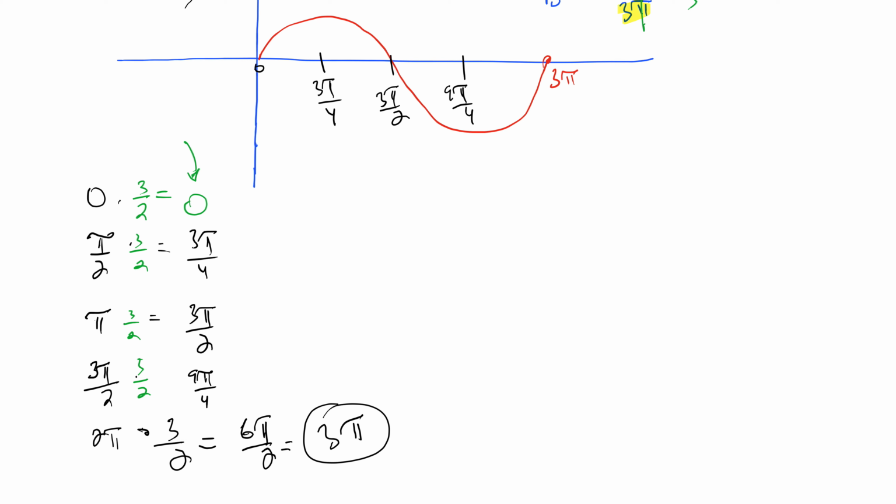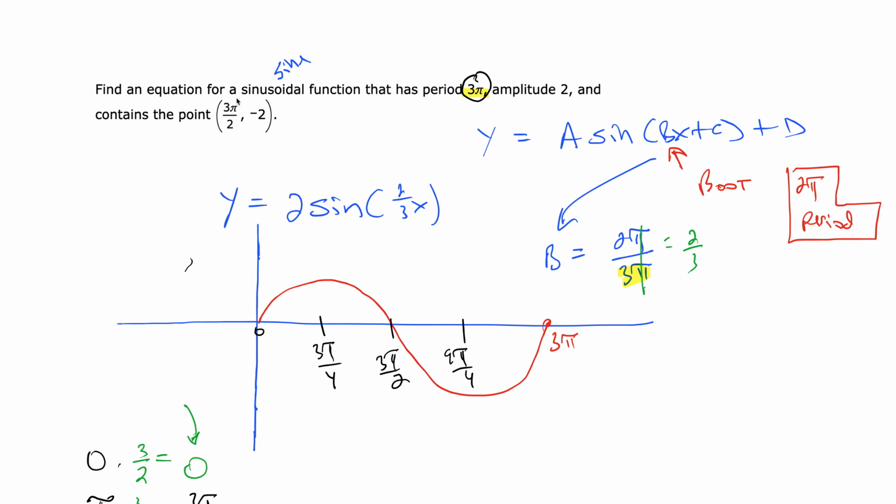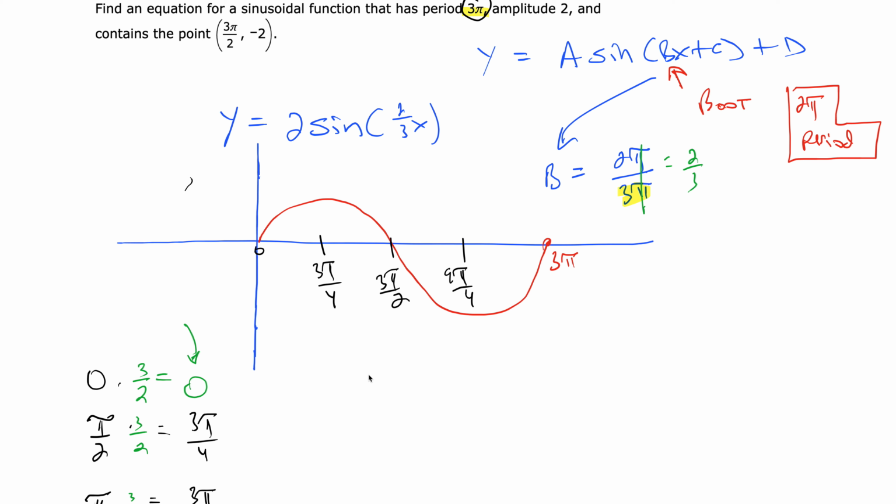Now we go over here at the problem, and it says that it goes through 3 pi over 2 comma negative 2. So that means we have this right here, look. And do you know how high this is right here and how low this is right here? Yep, 2 and negative 2. So what do we got to do to what we have?